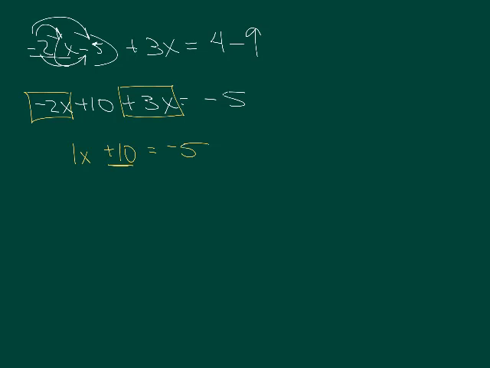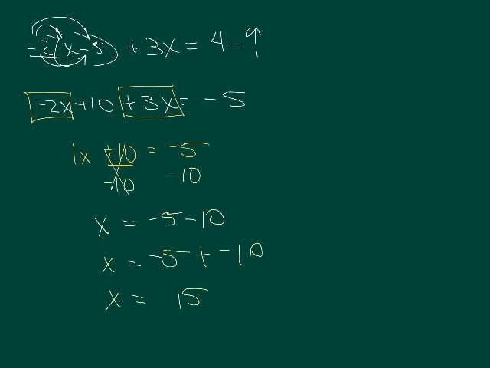This is keeping me from having my x by itself. So I'm going to subtract 10 from there, subtract 10 from there, those go away. And I have x equals negative 5 minus 10, or x equals negative 5 plus negative 10. Signs are the same, so I add and put the sign on there. So my x equals negative 15. That's what makes it a true statement.